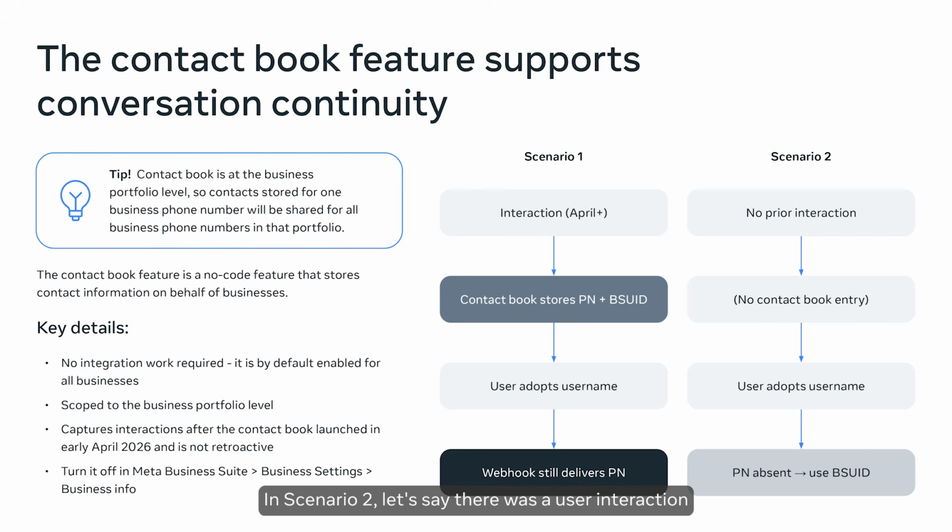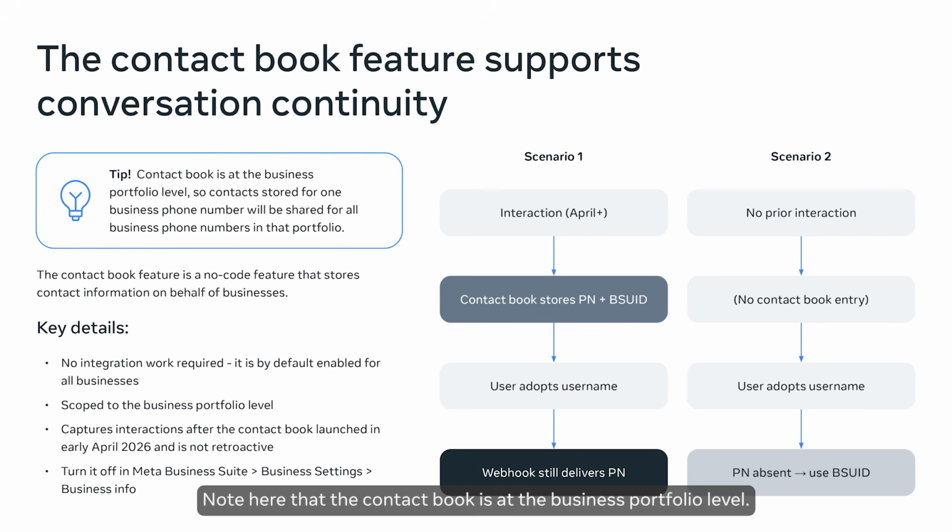In scenario 2, let's say there was a user interaction before the contact book launched, last year, for example, and then the business does not talk to the user or hear from the user until after the user adopts a username. Now, since there has been no interaction since the contact book launch, nothing has been stored, which means there will be nothing to reference later once a user adopts a username and initiates a message to the business. So the business is only going to receive BSUID and the username, and not the phone number.